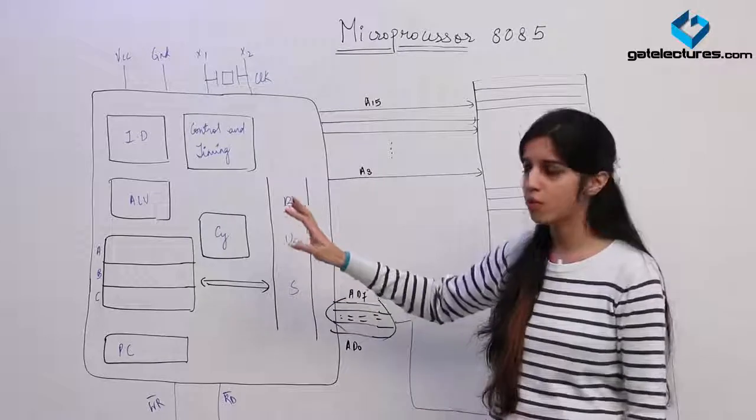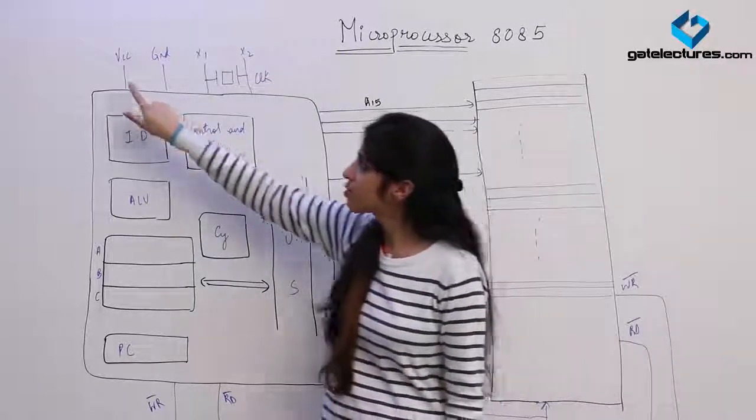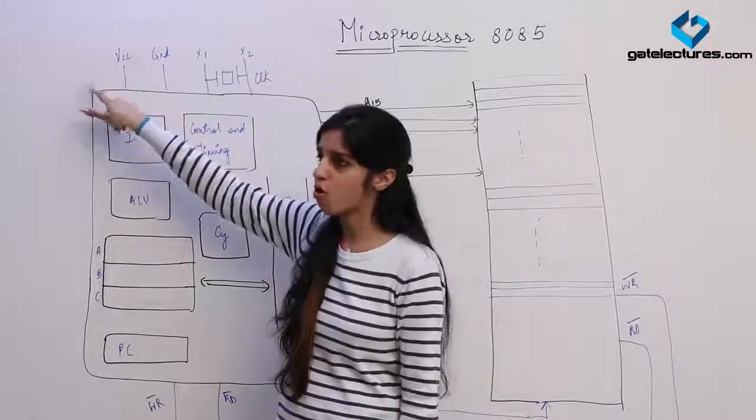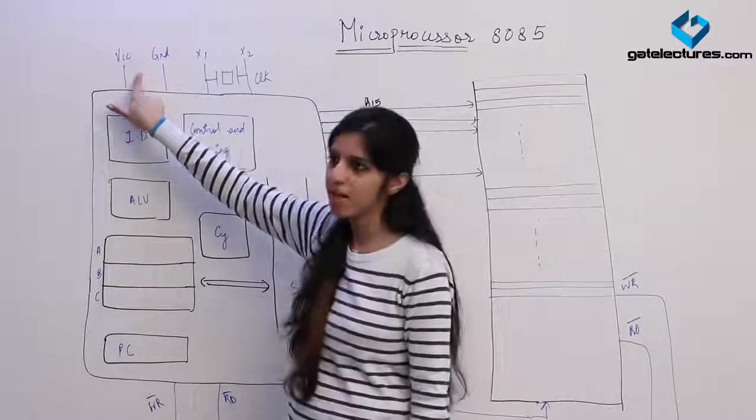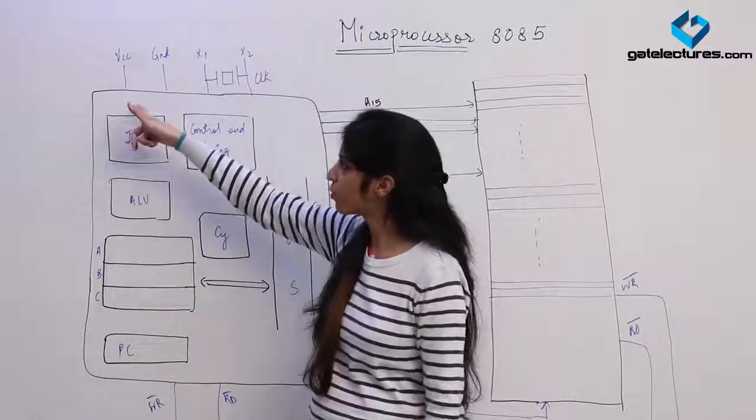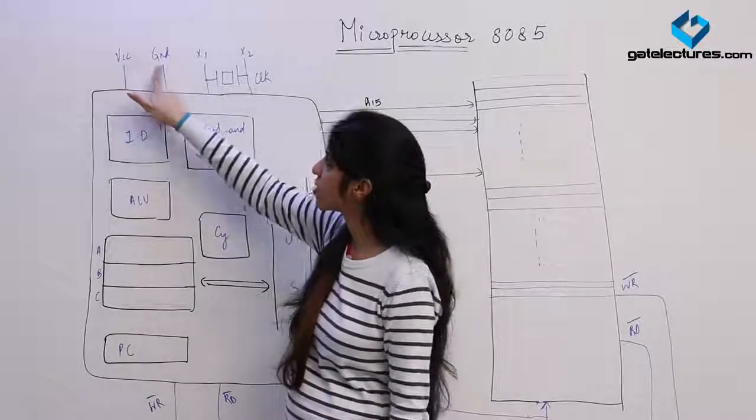Now see what all we are going to put in the microprocessor. This is VCC and ground. Obviously they are given for the power supply. We are going to give the power supply to the IC using this VCC and ground.